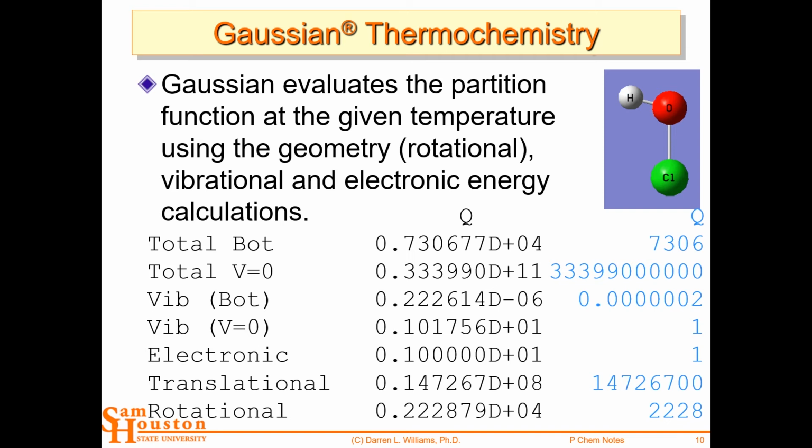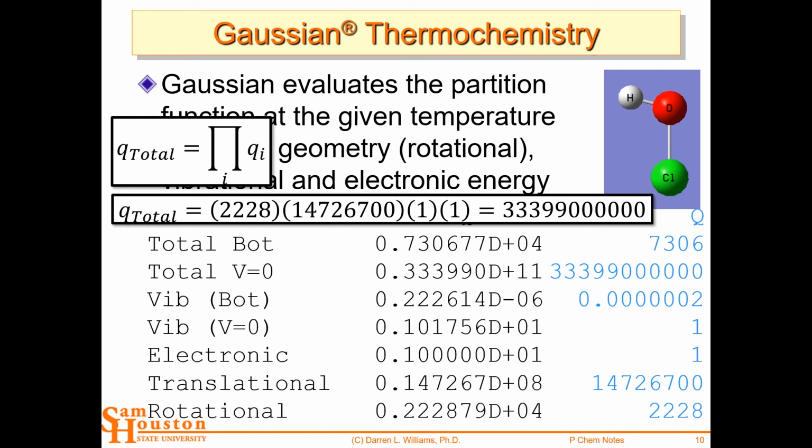And so let's look at these numbers to see if the total works out. So here's the total partition function. And obviously it's not the sum, because I can't add these 4 numbers and get that. But if I multiply them by each other, I do get that number. And so this total is the product of 1 times 1 times 14 million times 2,000.